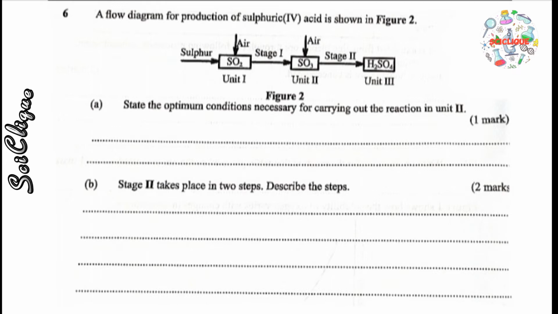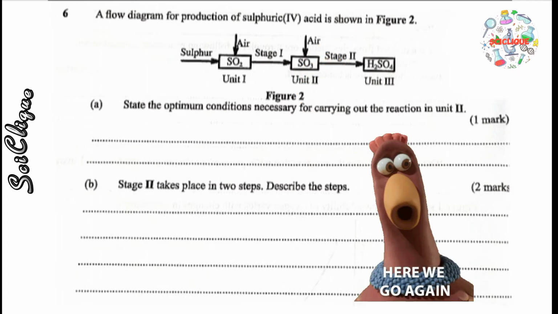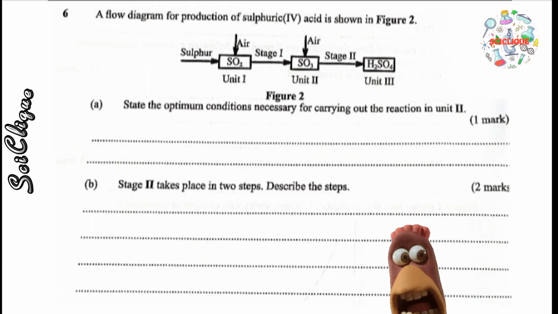Now, if we look at Unit 2, we have production of sulfur(VI) oxide. That means we are going to have a reaction between sulfur(IV) oxide and oxygen, leading to the formation of sulfur(VI) oxide. Now, since I had promised you that this is going to be a revision exercise, let us go through the flowchart. So this flowchart is based on the contact process, the large-scale manufacture of sulfuric(VI) acid.